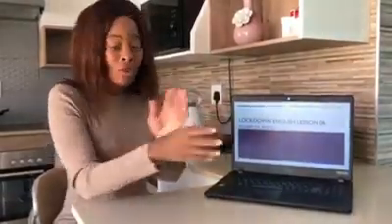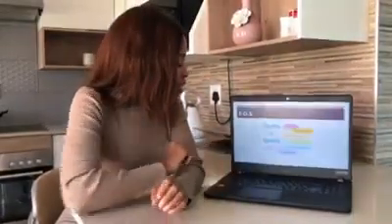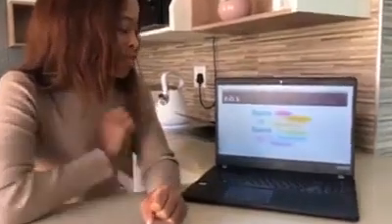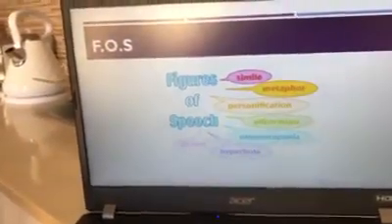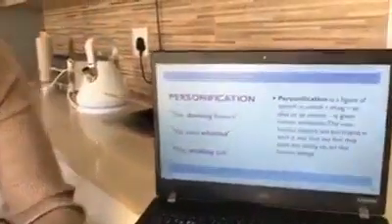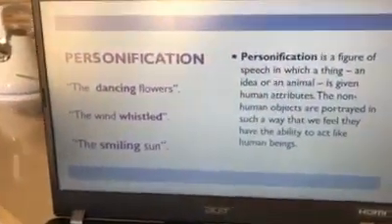And this week we are dealing with figures of speech. For the sake of time, I'm only going to deal with 3 per day, so throughout the whole week make sure that you keep track with our lessons. As you can see here, we are dealing with 7 figures of speech: simile, metaphor, personification, alliteration, onomatopoeia, hyperbole, and idioms. All right, so for today we are dealing with personification.